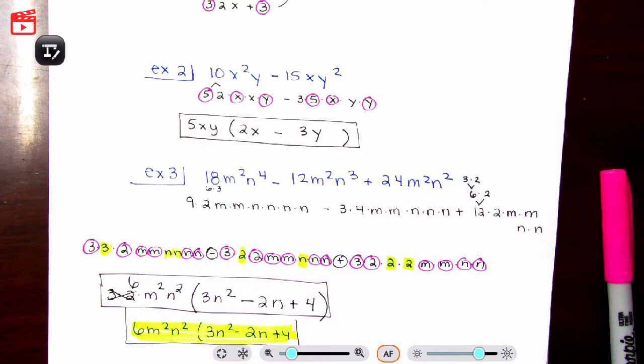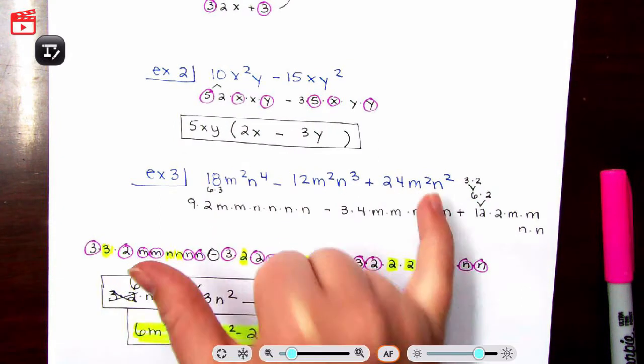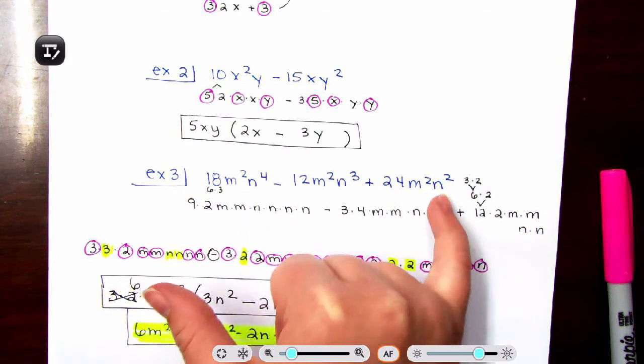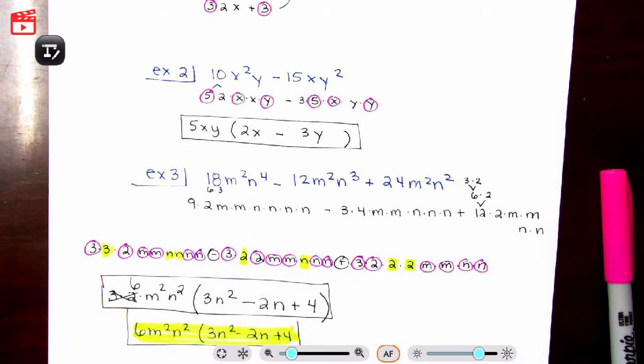If you notice that 18, 12, and 24 have 6 in common, you can pull that out. Then if you notice that you have an m squared, and m squared, you can pull that out. If you notice you have m to the 4th, m cubed, m to the 2nd, you can pull out an m squared. So you can skip this long method, however, it is helpful.